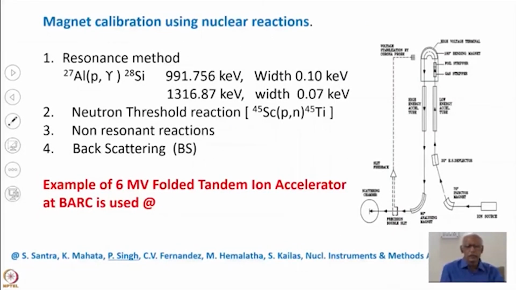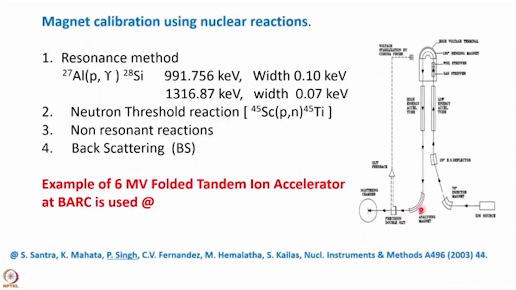So as I mentioned, resonances are the best methods to determine the energies or to calibrate the magnet which is normally used in any experiment. We can't touch any high voltage area, so there should be some simple way to measure this. So what we do is we calibrate this magnet, this is called the analyzing magnet, using preferably some resonance or threshold kind of reactions.